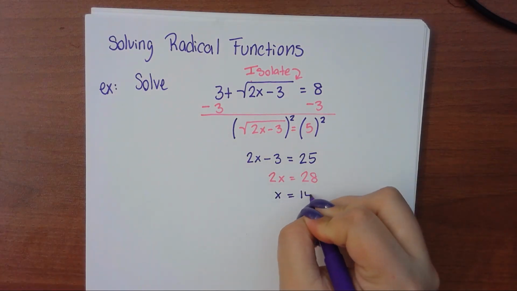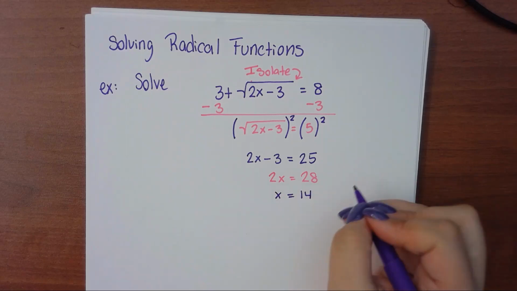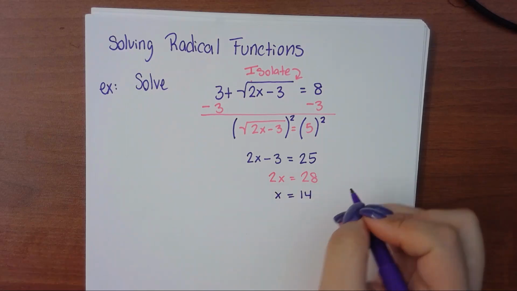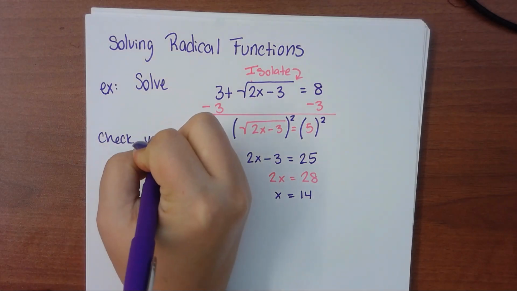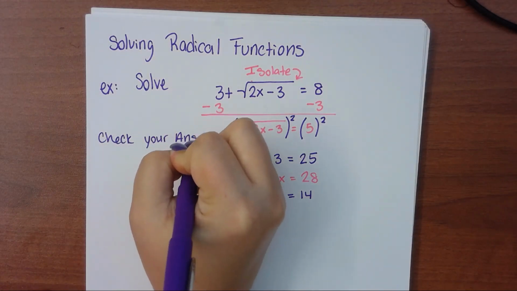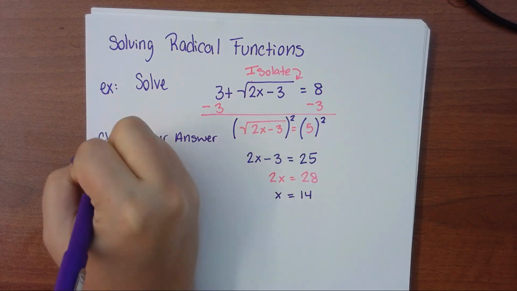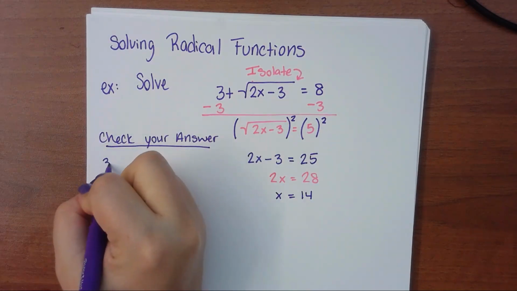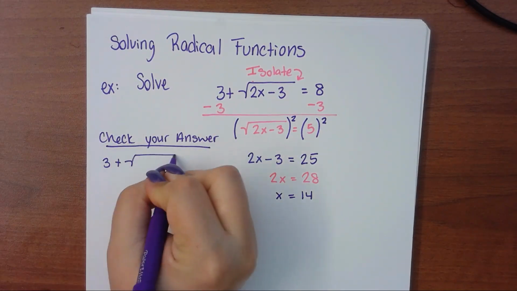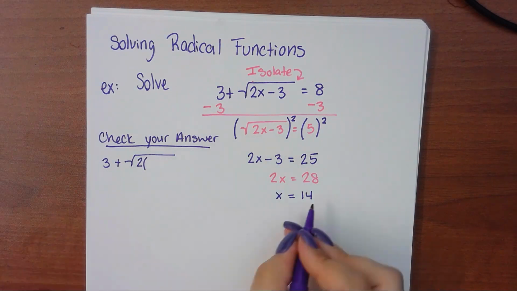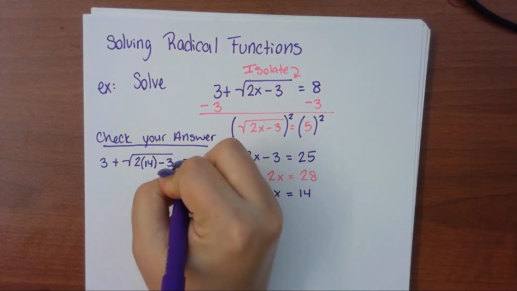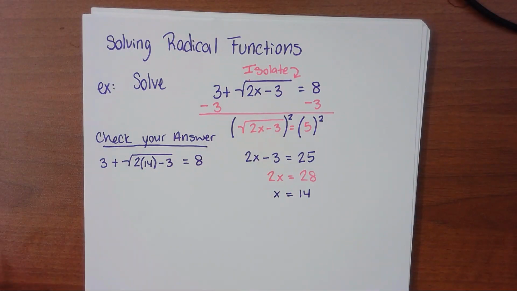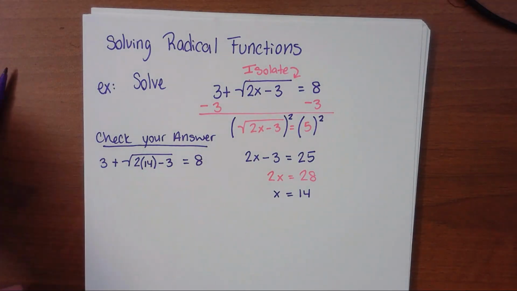Now here's the problem. With all radical functions, you must check your answer. So what does that mean? That means take the original equation, 3 plus the square root of 2x minus 3, and we're going to plug in my answer, 14, there, and we should get 8 from this. So we want to make sure it equals 8, okay?